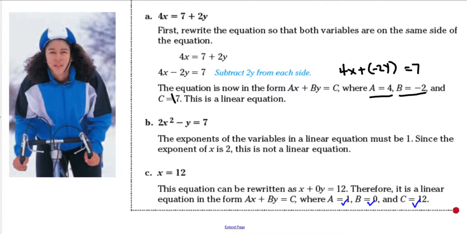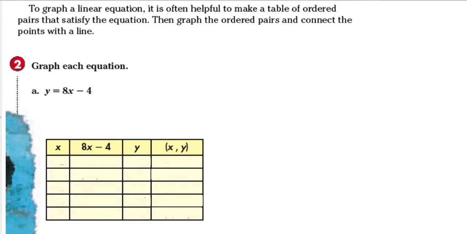Moving on, to graph a linear equation, it is often helpful to make a table of ordered pairs that satisfy the equation. Then graph the ordered pairs and connect the points with a line.